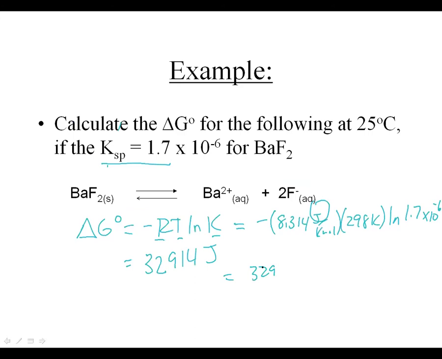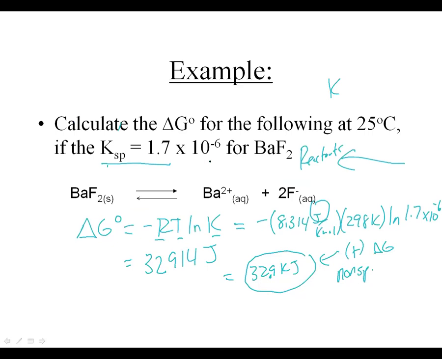Get you 32, I'm sorry, 0.9 kilojoules. In this particular case, we have a positive delta G, which means it should be non-spontaneous, which means really this reaction should lie over there at the reactants. And that should mean that our K value should be small, which obviously it is here.